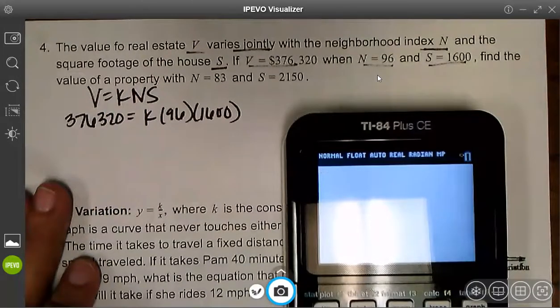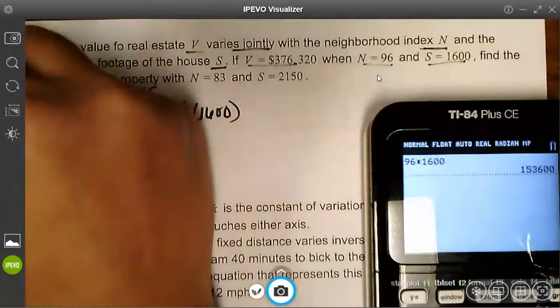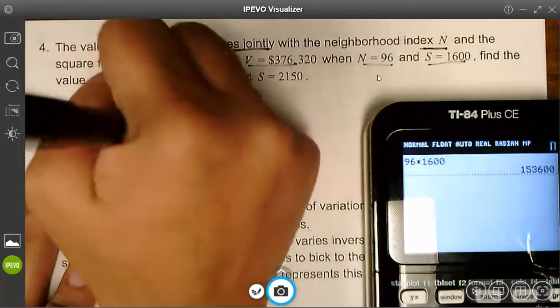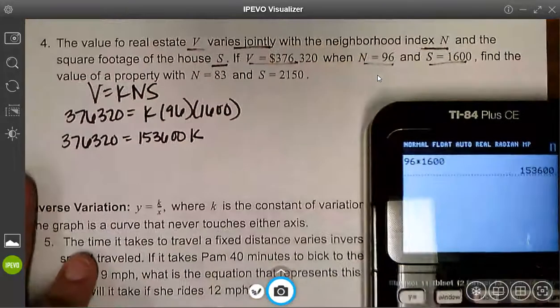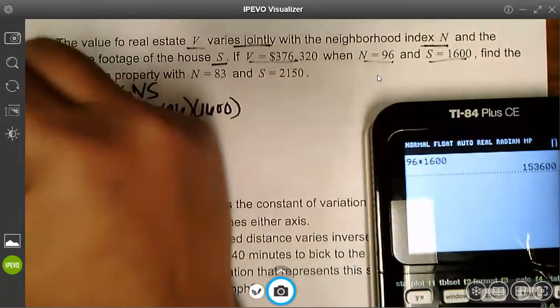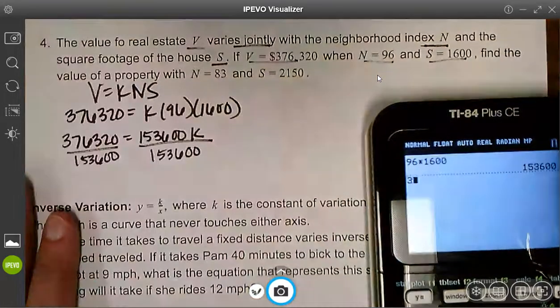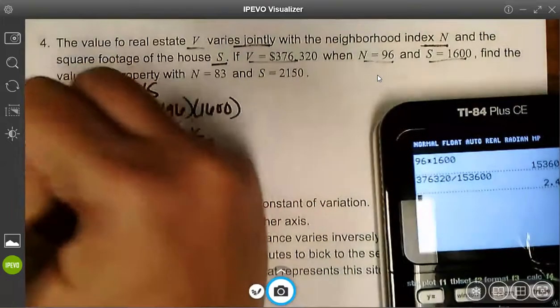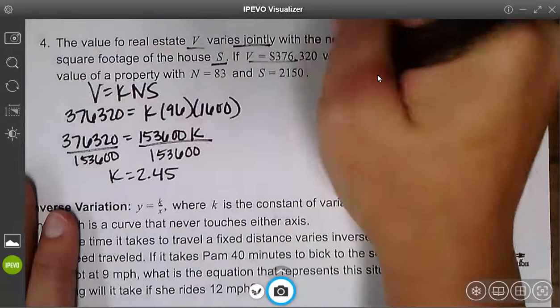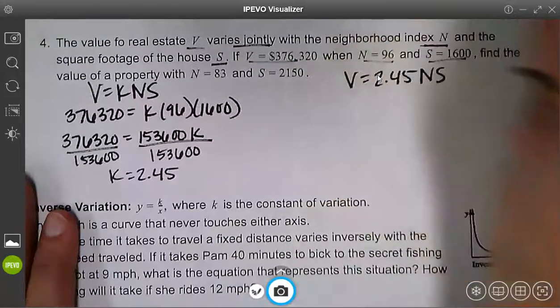96 times 1600 is 153,600. So now I'm going to divide both sides by 153,600 to find my k. 376,320 divided by 153,600 is 2.45 again. Weird. So now my equation is V equals 2.45 NS.